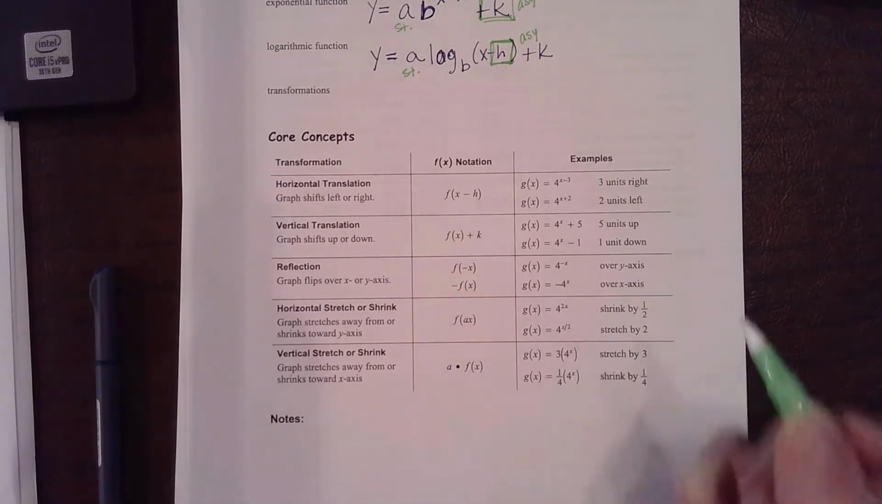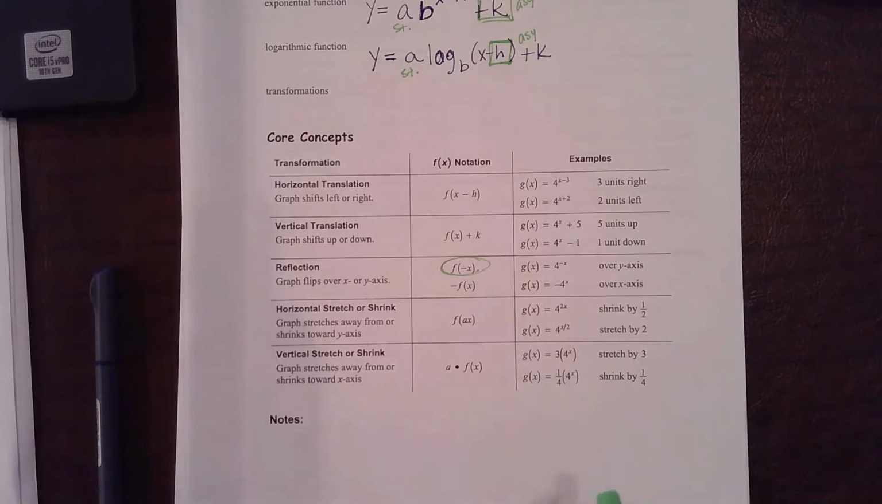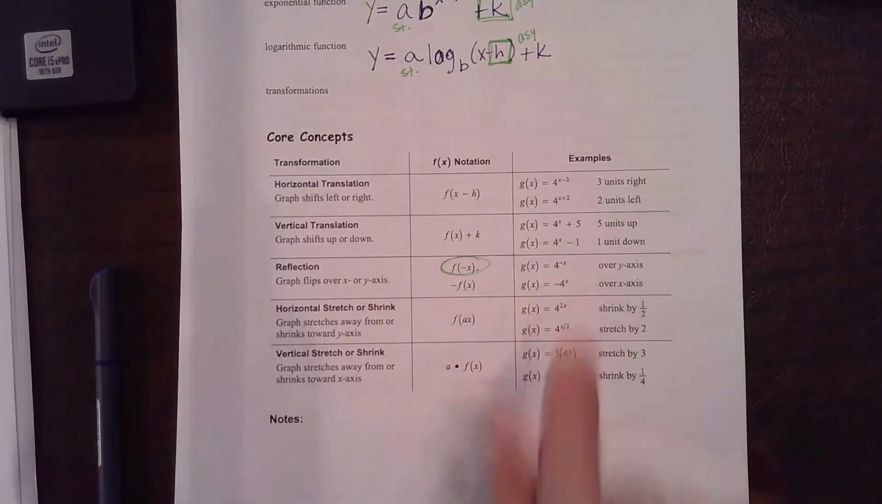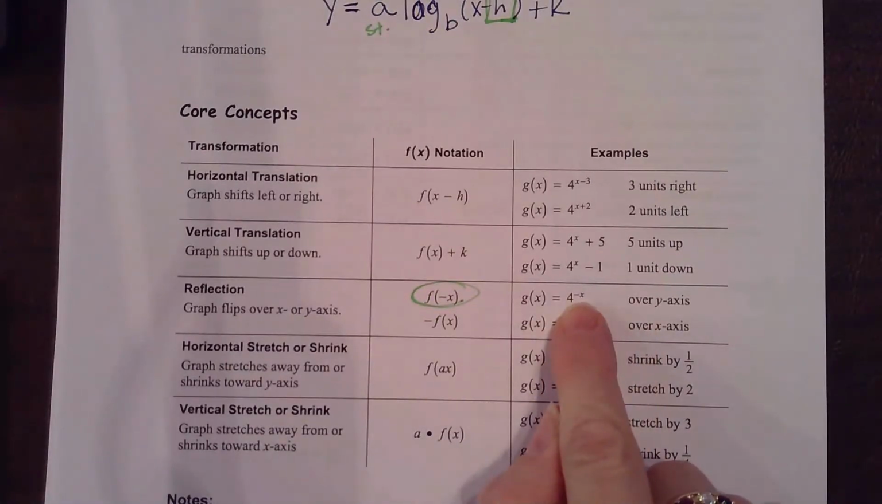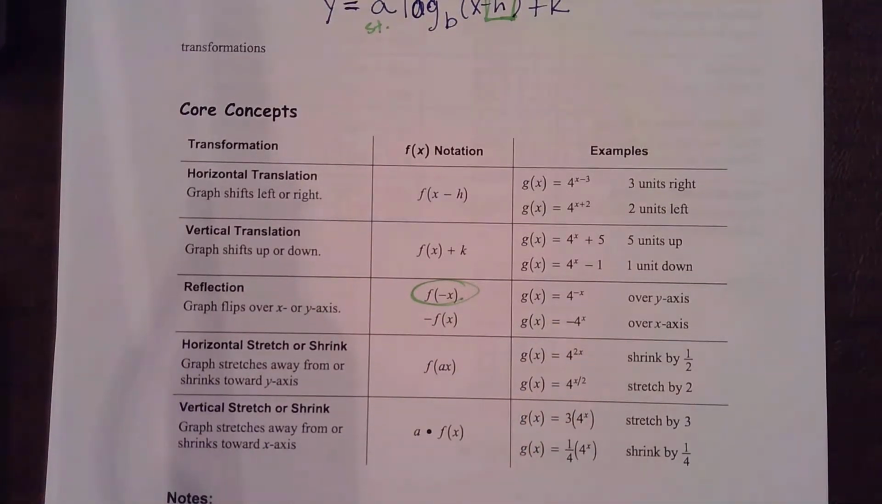So if you're going to reflect over the y-axis, remember that you're changing just the x. So you're multiplying just the x value. So it would look like that, 4 to the negative x. Let me zoom in a little bit. So 4 to the negative x would be a reflection over the y-axis, whereas negative 4 to the x is a reflection over the x-axis.